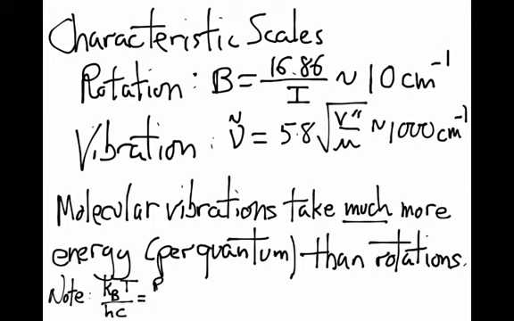Another thing that we'll get to a little bit more later is the characteristic energy at a certain temperature, which is given by the Boltzmann constant, k_B, times the temperature, and then we're turning everything into wave numbers, so we always divide by Planck's constant times the speed of light.